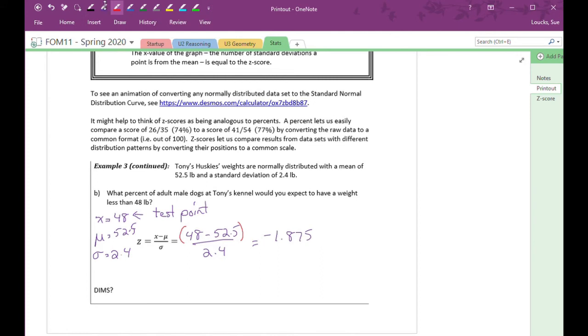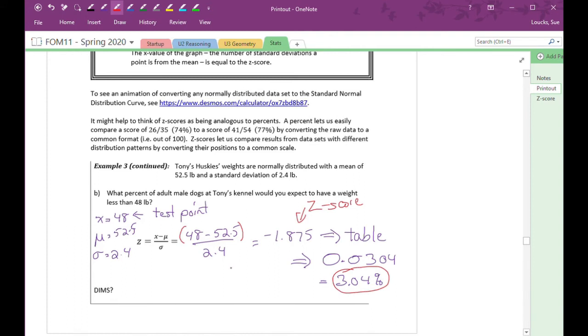And then I've gotten into the habit of doing this to say that I'm going to the table, and I get 0.03004, which equals 3.04%. I want to just be clear, this number here is the z-score, and what you get from the table is the percent, and that is the answer. The percent in the table is always what is to the left of the data point, the test point, okay?